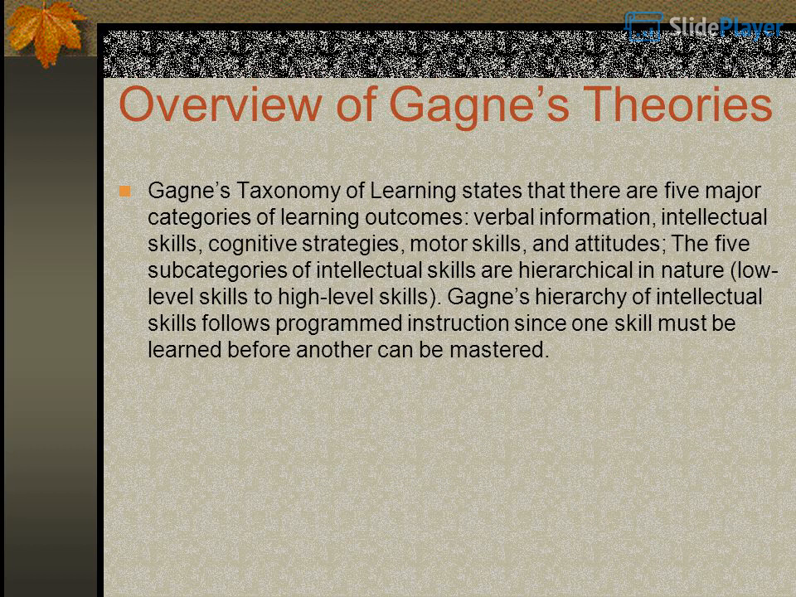Overview of Gagne's theories. Gagne's taxonomy of learning states that there are 5 major categories of learning outcomes: verbal information, intellectual skills, cognitive strategies, motor skills, and attitudes. The 5 subcategories of intellectual skills are hierarchical in nature, from low-level skills to high-level skills. Gagne's hierarchy of intellectual skills follows programmed instruction since one skill must be learned before another can be mastered.